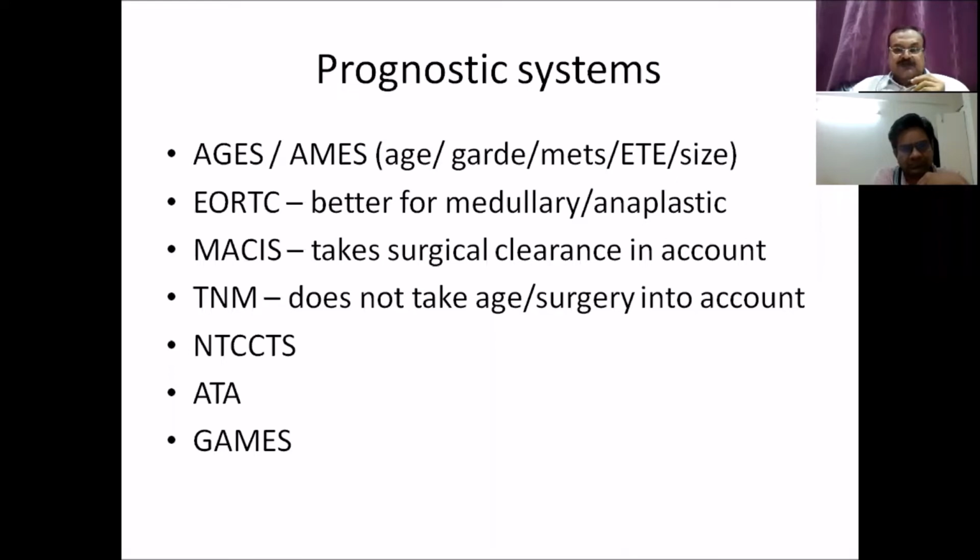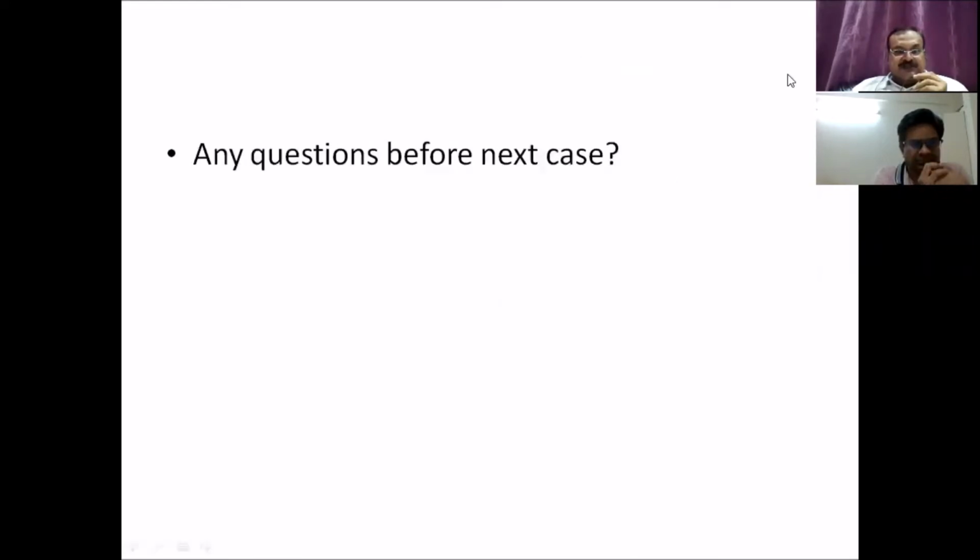So any questions before we go to the next case? Saurabh Jain says bone mets do not respond well to RAI. They do respond well, Saurabh, only if the differentiation is good. If they are undifferentiated or poorly differentiated tumors, they will not respond.